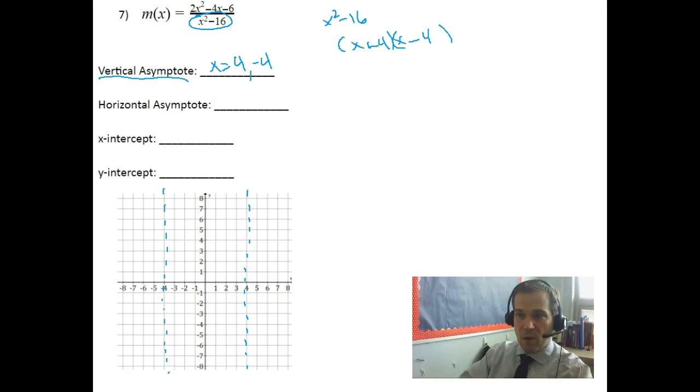For the horizontal asymptote, I'm going to look at these lead terms. That's 2x squared on top and x squared on the bottom. This will simplify down. The x squareds cancel each other out, leaving just a 2. So the leveling off behavior will be at y equals 2.